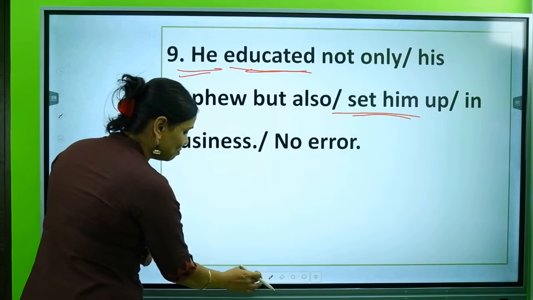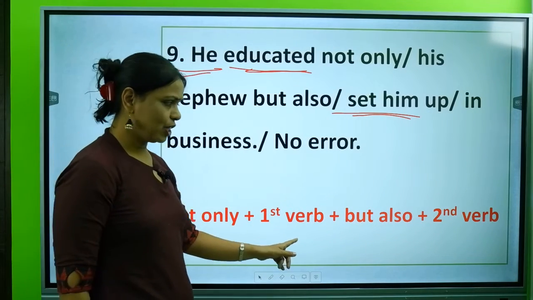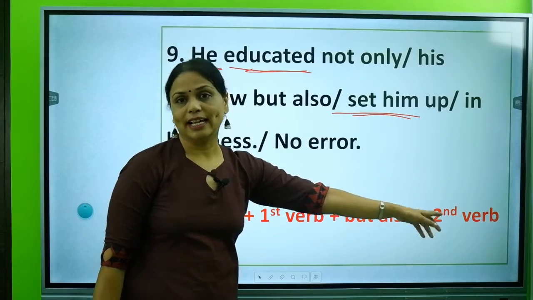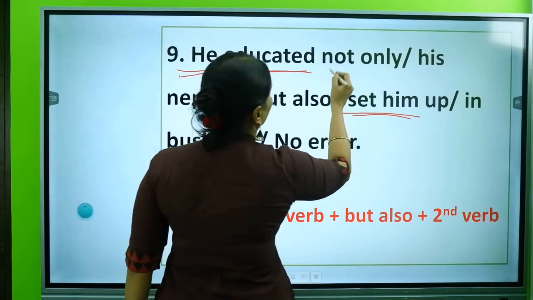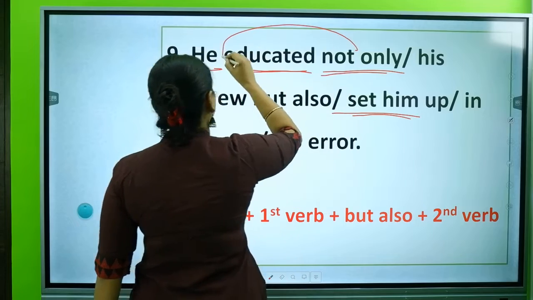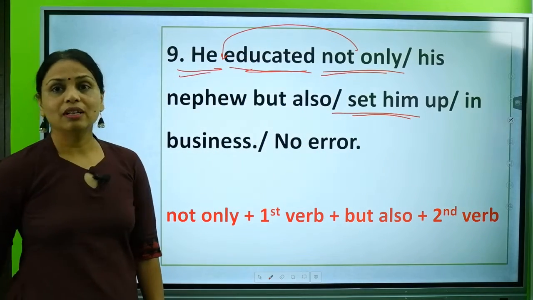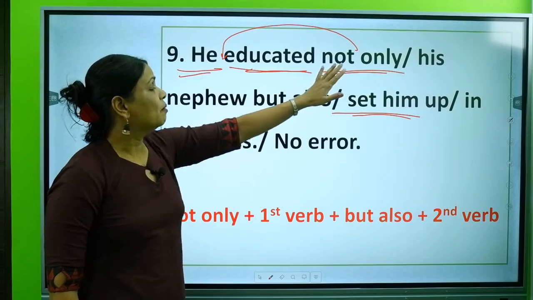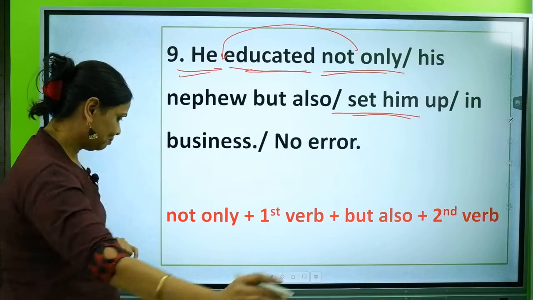So how should not only and but also be placed? Not only first verb but also second verb. So considering this one, he not only educated his nephew but also, the rest of the sentence is correct. The placement of not only should be before educated.